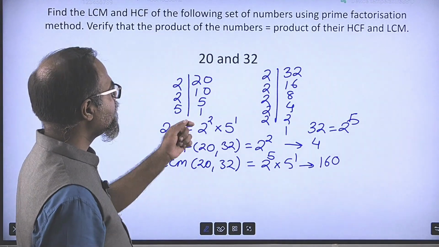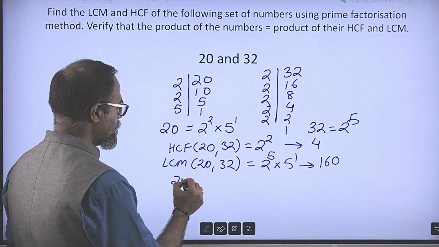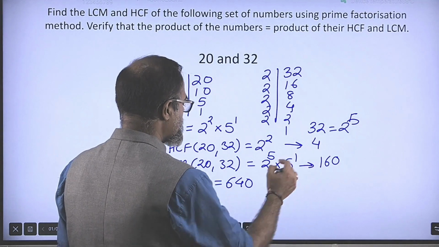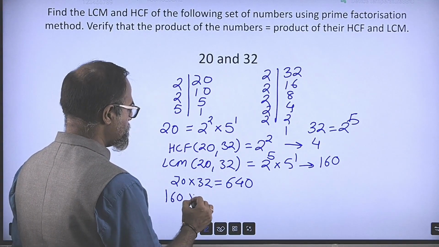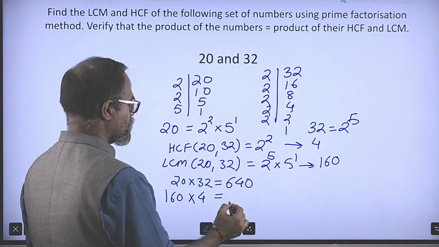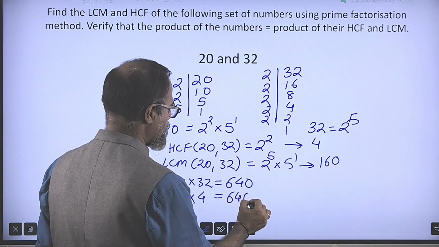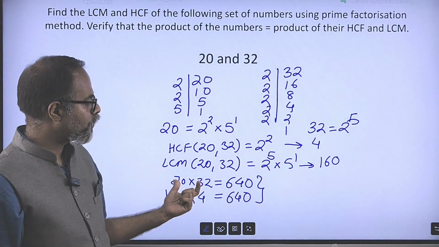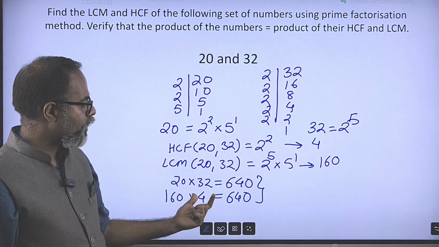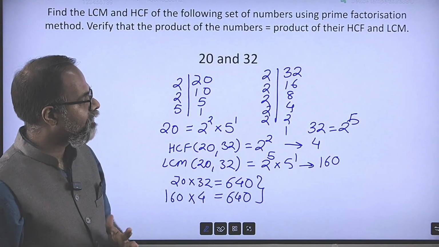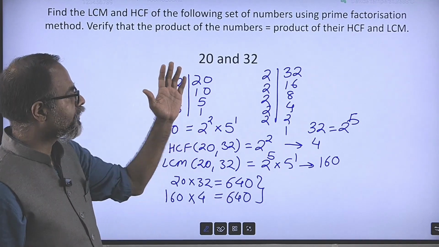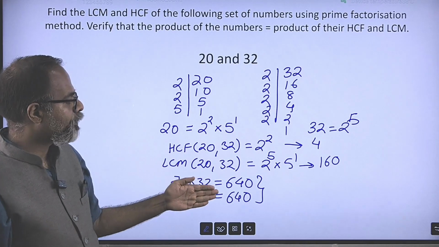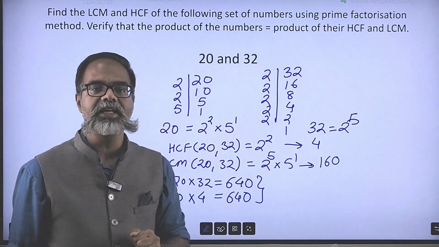Now let's verify the property. 20 multiplied by 32 is 640 and 160 multiplied by 4, or 4 into 160, 16 4s are 64, add a 0. And here we see that the product of the two numbers is the same as the product of their LCM and HCF. Hence, we have proved that for these two numbers, these are the prime factors using the prime factorization method, and the two products that we require are exactly the same.